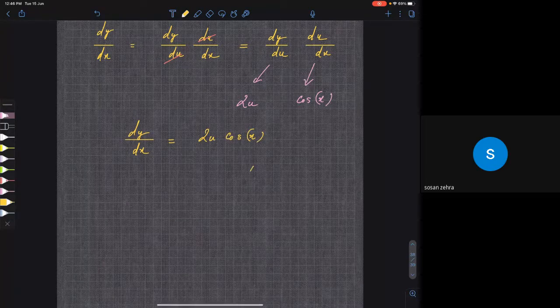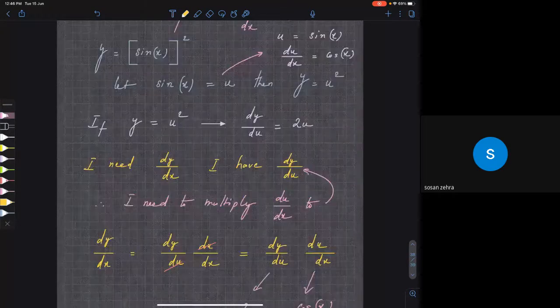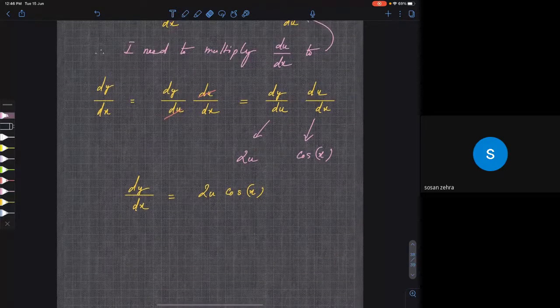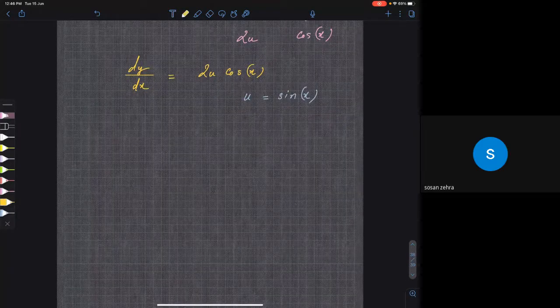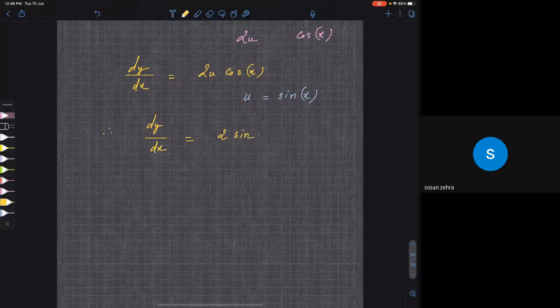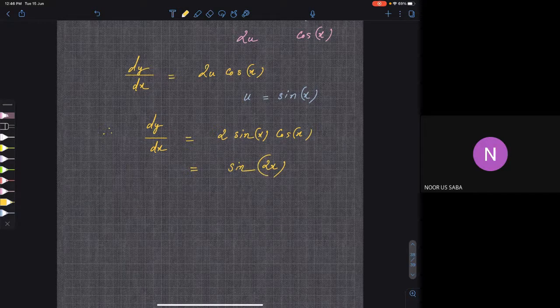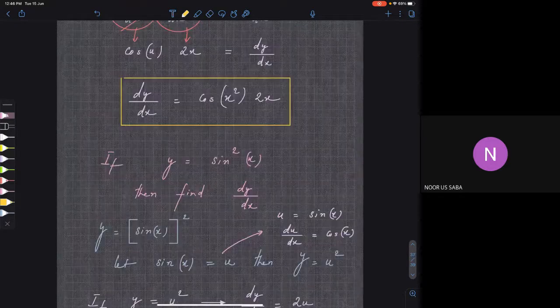But u is equal to sin x, right? That's what we assume. So u equals sin x. So what is our answer? 2 sin x cos x. So dy by dx equals 2 sin x cos x, which can be written as sin 2x. Agreed? So see, this is a long process when we go in a proper procedure.